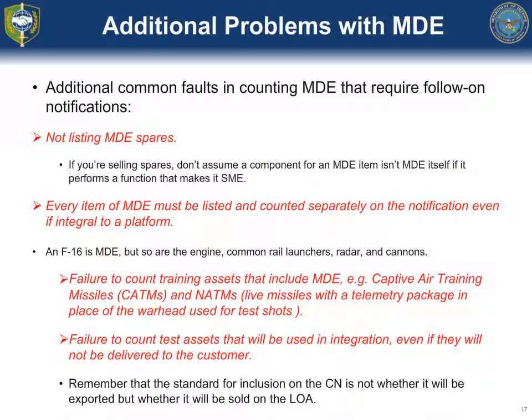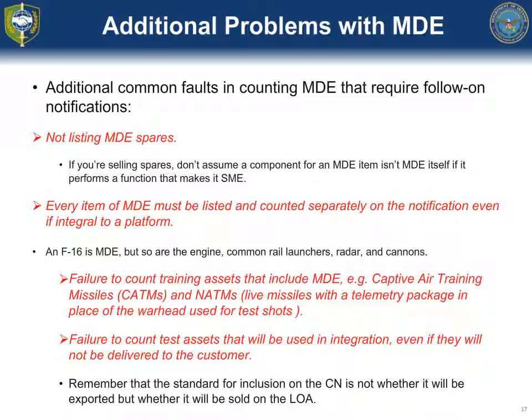A further great example of this is embedded global positioning, inertial navigation. These are small components that fit into a variety of other things, but they're MDE on their own. Every item of MDE has to be listed and counted separately on the notification, even if it's integral to a platform. If you say, I'm selling 24 F-16s, that's great. But an F-16 has a variety of MDE components aboard it. And if you don't list them on a case, then you have a problem. So you might want to say something like, I'm selling 24 F-16s, and I'm selling 27 engines. 24 will be aboard the F-16s, and 3 will be sold as spares. So make sure you're identifying everything, even if it's integrated, built into a platform.